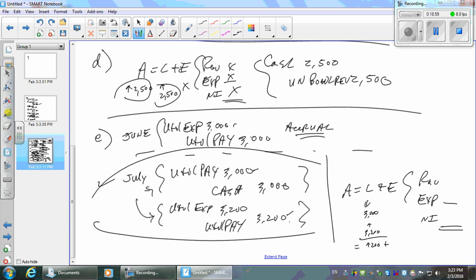Okay. What happened to assets? Cash went down by $3,000. Assets went down by $3,000. Is that right? Huh. What's the case going to be on equity? Down by how much, you guys? It's got to be 3,200. 3,200 down, less 200 up is a 3,000 down, right? Is that going to work?